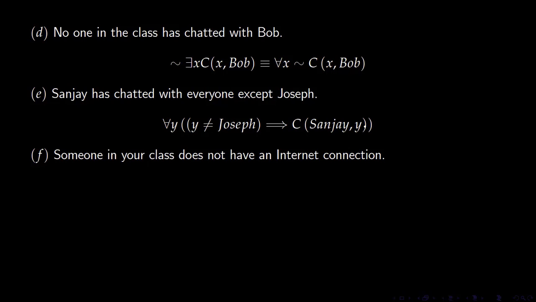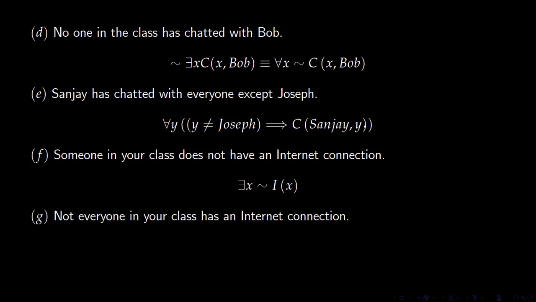Then, someone in your class does not have an internet connection. So there exists a student in the class who does not have an internet connection. This is very simple: there exists a student x such that not I(x). I(x) is the statement that x has an internet connection, so not I(x) is x does not have an internet connection. Next, not everyone in your class has an internet connection. So there are a few students in your class who do not have an internet connection. This can be expressed like this: not for all x, I(x).